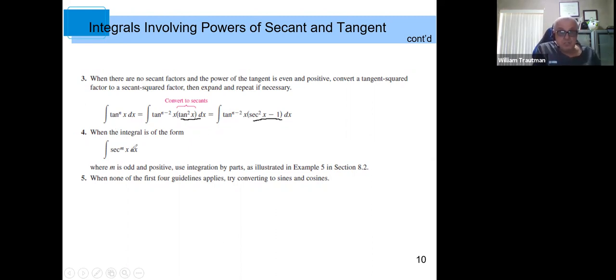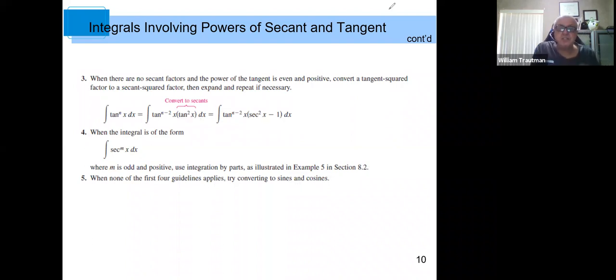And finally, if you just have a secant to that power, this is a little weirder. And m is odd and positive, use integration by parts that we learned from 8.2. So they just say, go use integration by parts to do that question. And then if nothing is part of that guideline, just use some kind of a sine or cosine rule to change the trig functions to where you can find something.